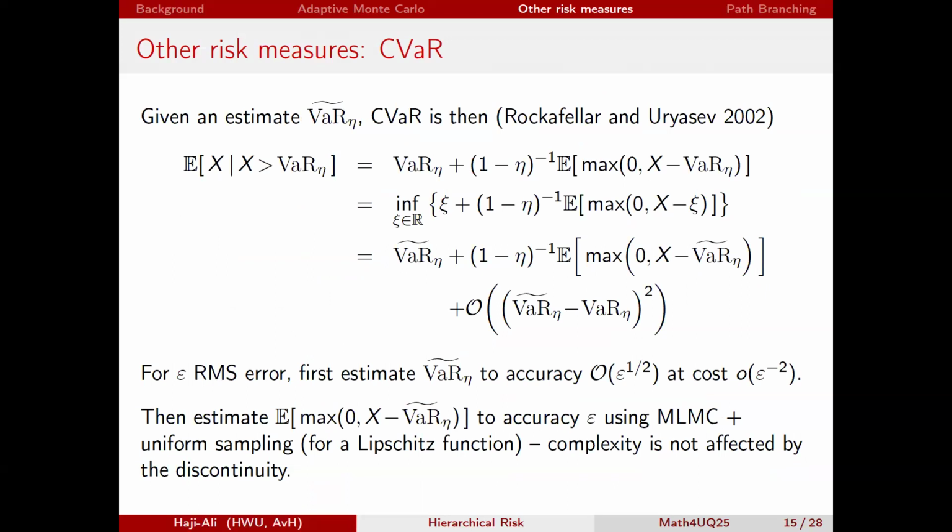I will skip CVaR. So conditional VaR is essentially called the expected shortfall. It's the expected value of the loss given that the loss is greater than the VaR estimate that we just had. I'll skip it by just saying that it's not a problem, even though it has an indicator in some sense, because it can be written as a minimization problem involving a Lipschitz function. It actually can be approximated very efficiently without any problems using traditional multi-level Monte Carlo.